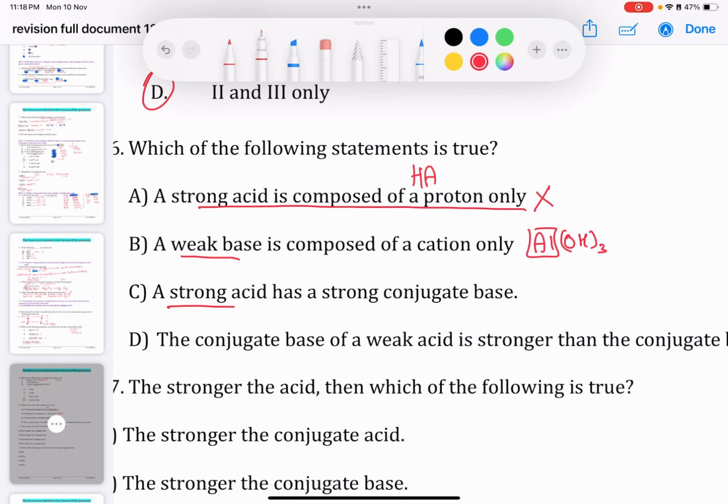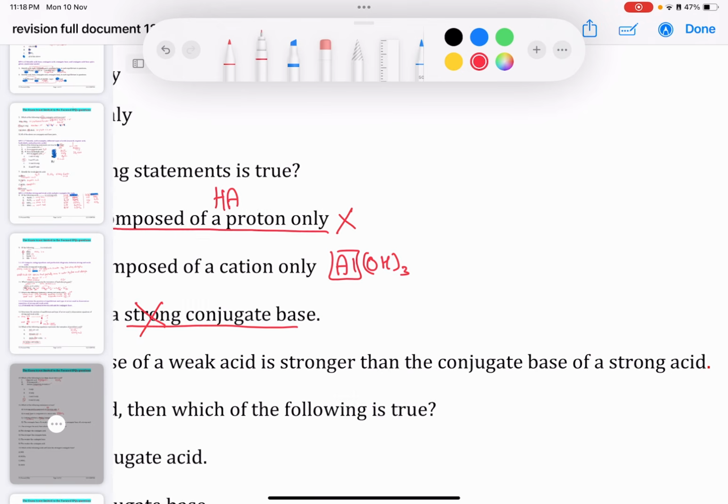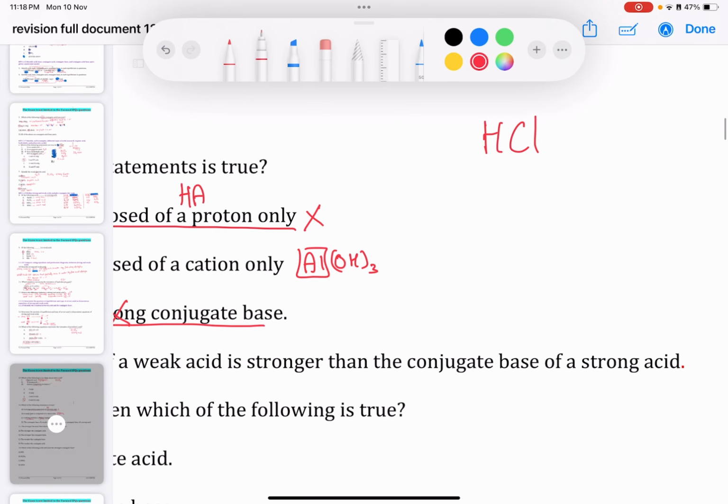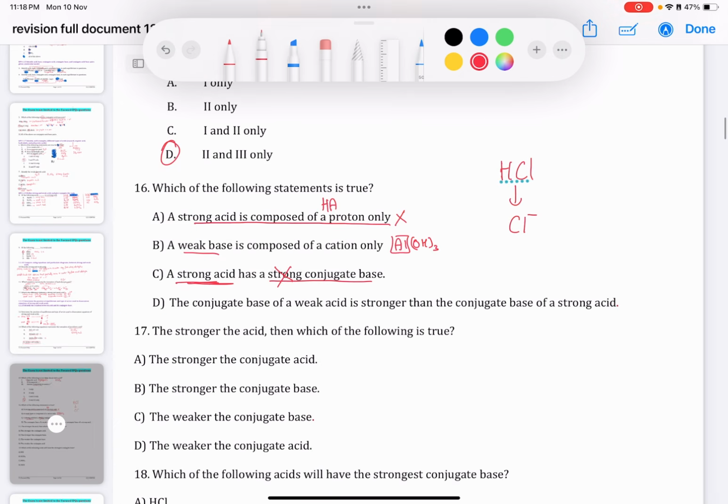A strong acid has a strong conjugate base. That's definitely wrong. The stronger the acid, the weaker its conjugate base. The weaker the acid, the stronger its conjugate base. So when I have a strong acid, HCl, when it ionizes, it's going to give me the conjugate Cl minus. Cl minus is so weak a base that later on we're going to call it a pH neutral substance.